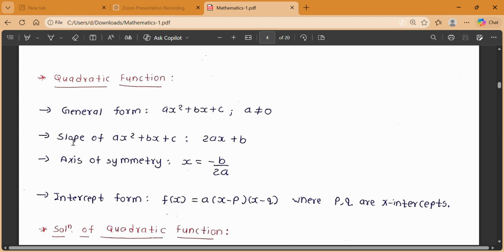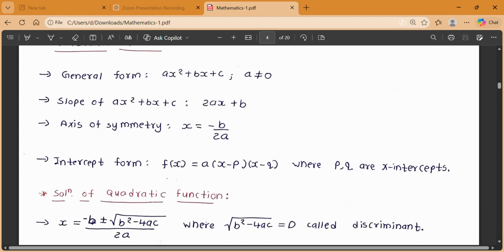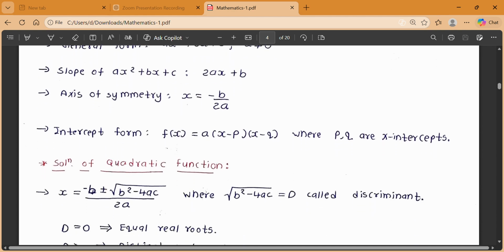The derivative of ax square plus bx plus c is 2ax plus b, and the axis of symmetry is x equals minus b upon 2a. And intercept form: f(x) equals a(x minus p)(x minus q), where p and q are the x-intercepts.